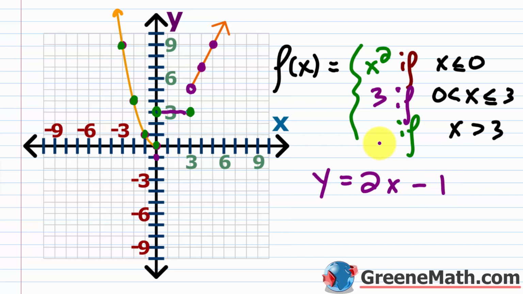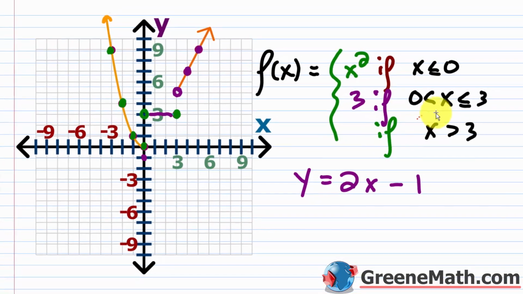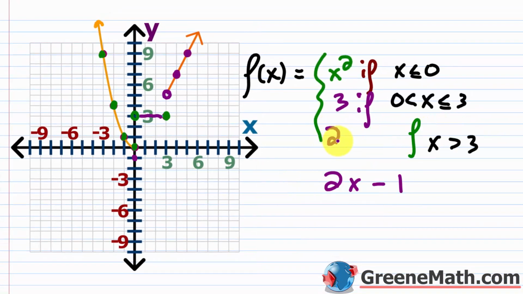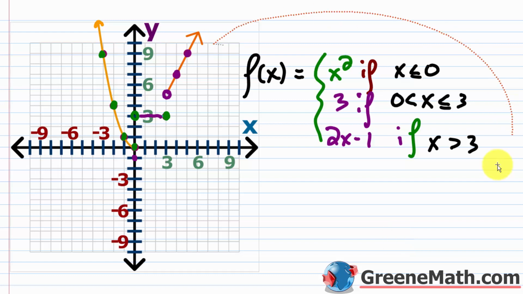Okay, and it's hard to kind of fit this in, so let me just slide this down a little bit. So I'll say 2x minus 1 if x is greater than 3. So these are our rules here. Again, x squared if x is less than or equal to 0. It's going to be just 3 if x is greater than 0 and less than or equal to 3. And then it's going to be 2x minus 1 if x is greater than 3. Okay, let's again take this and evaluate some stuff, and then we'll look at the domain and range.